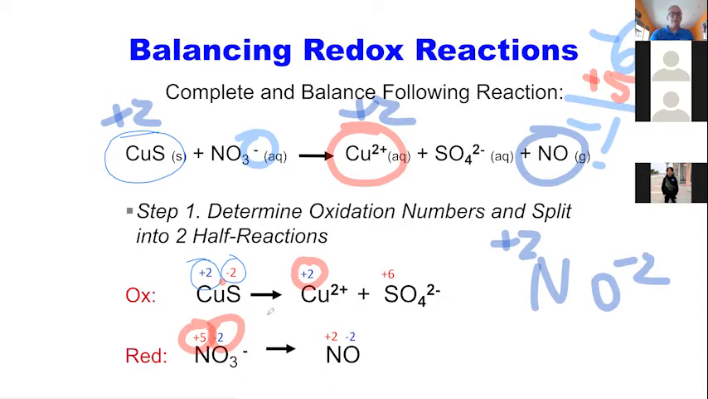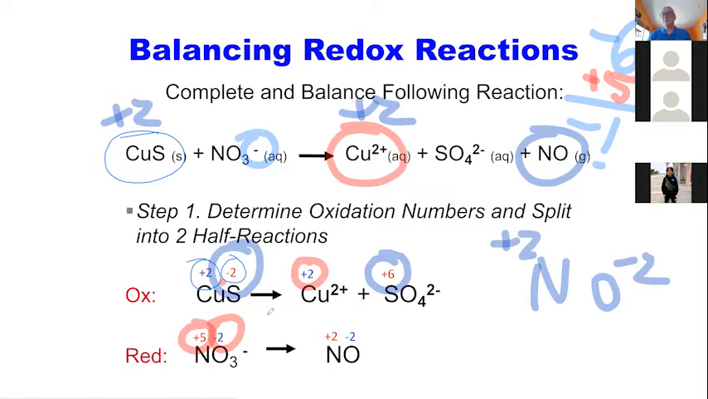Sulfur went from -2 to +6. That's a serious oxidation. So it lost 8 electrons. It was -2, it went up 2, and now it's up 6. So it lost 8 electrons. It has seriously been oxidized.